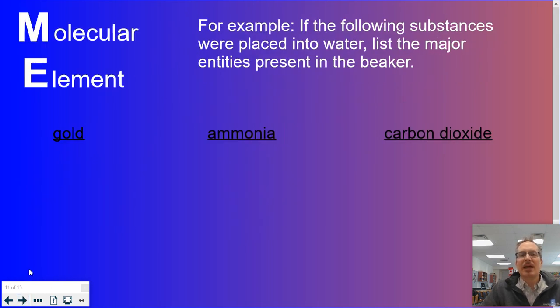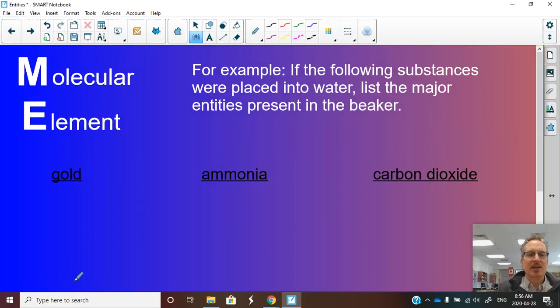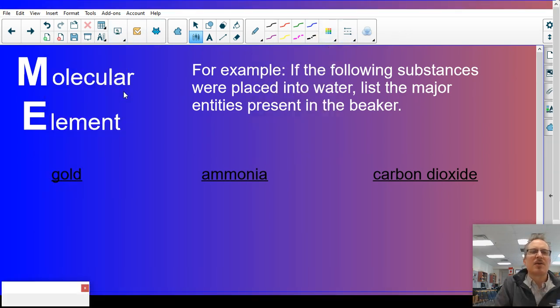So here's what I would like us to do. I'm giving us three examples. From these three examples, if I was to take each of these individually and throw them into a bucket of water, I would like us to make a list of the major entities that you would find. Let's make sure I have an appropriate pen. I've got the green I wanted. Perfect.